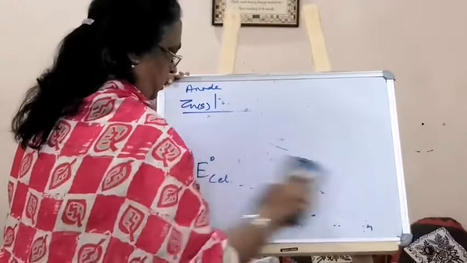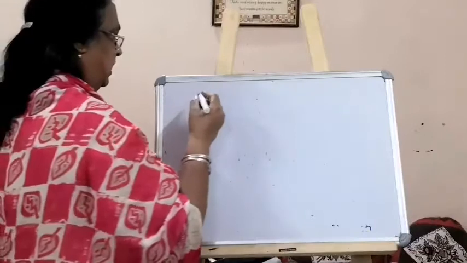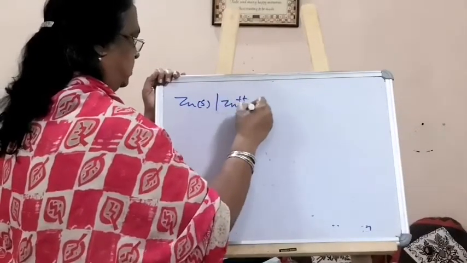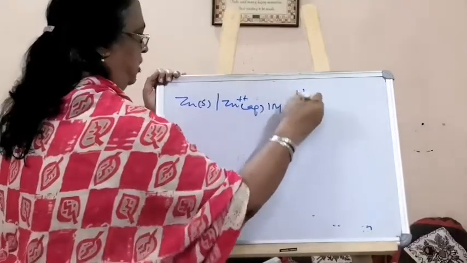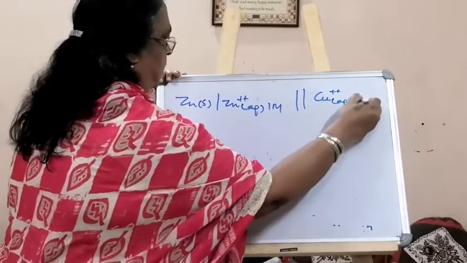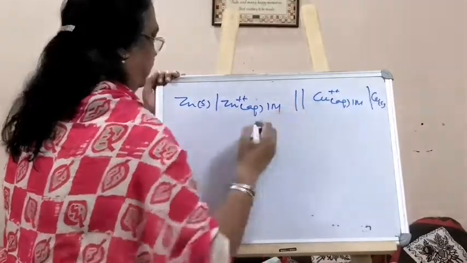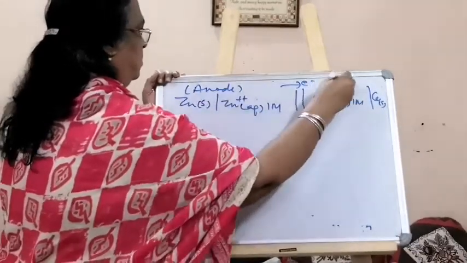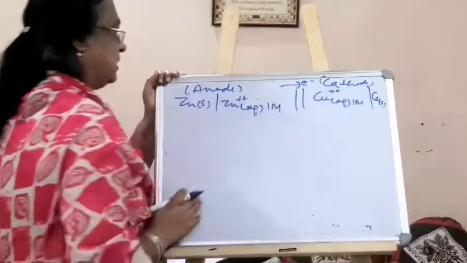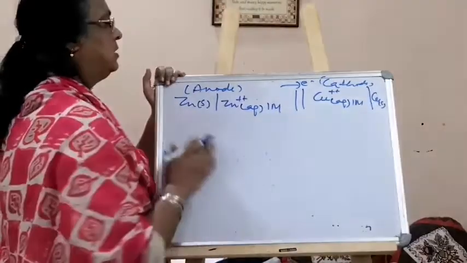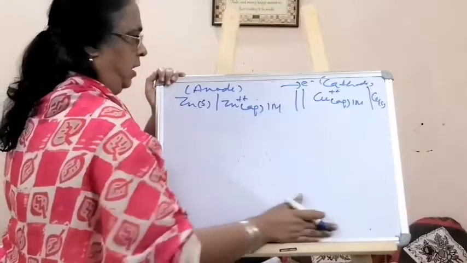The second half cell, if you want to know, again I write for you: zinc solid over zinc ion aqueous 1 molar, salt bridge, copper ion aqueous 1 molar, electrode copper solid. Electron is flowing from anode to cathode. In this case, again the reading, as I told, will be the cell potential, that will be the sum of the electrode potentials of the two.